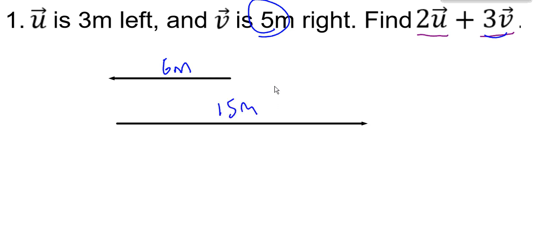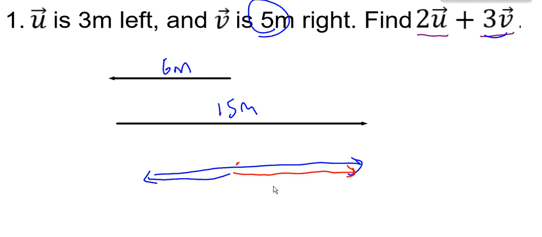So, I mean, logically, if I go 6 meters left and then 15 meters to the right, what have I actually done? Well, what I've actually done is I've done this and then this. So my final displacement is this piece here, which is 9 meters to the right.